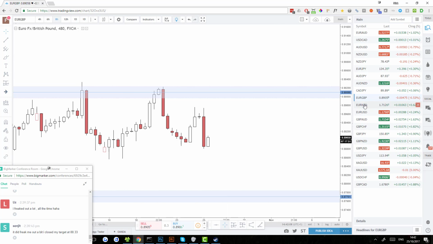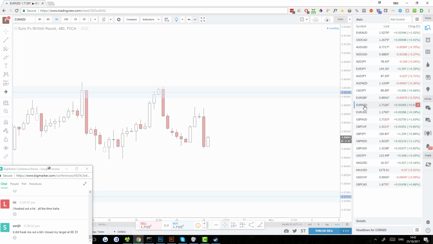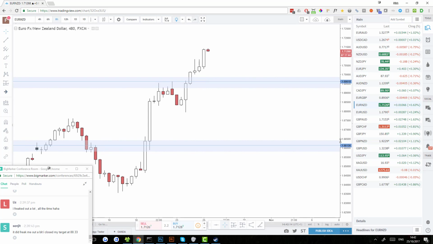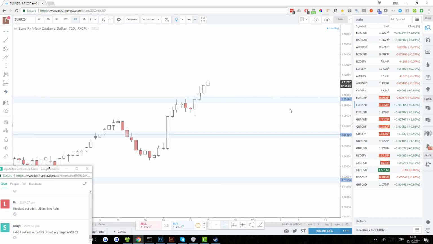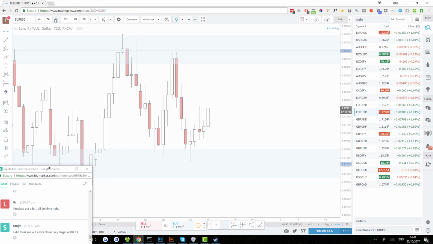EURJPY, nothing much going on there. It's just in between support and resistance. Euro New Zealand has broken above resistance, but nothing major going on there. EURAUD is pushing up.